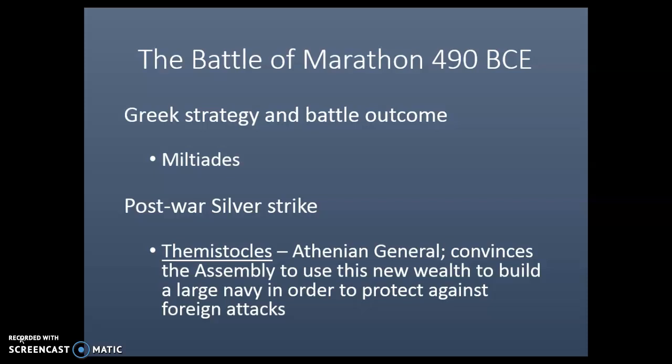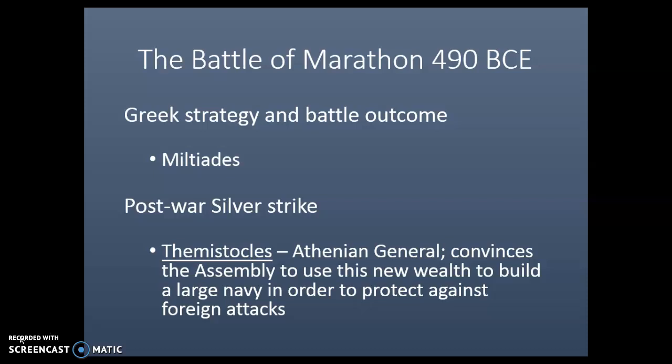Then comes Themistocles, the great foresight general and leader here of Athens. He says, no, we shouldn't just waste our money like this. We need to build an extraordinarily large navy. Why? The Persians will come back. We need to be able to defend ourselves. And he convinces the assembly to use their money to build a navy.